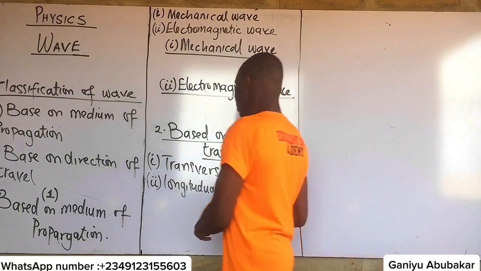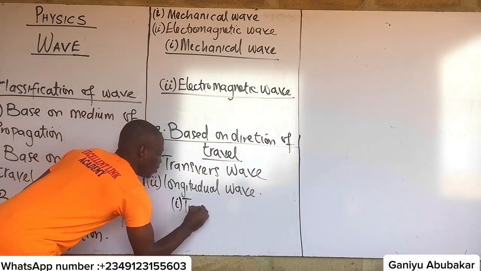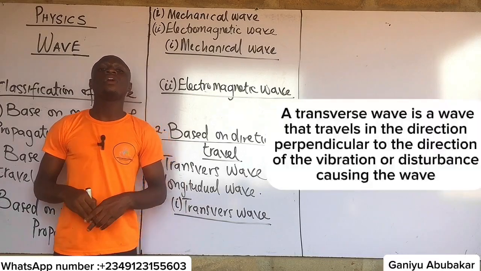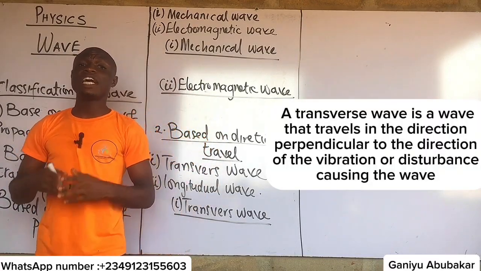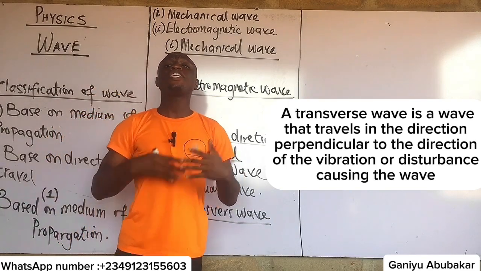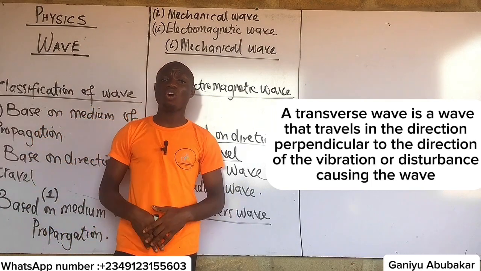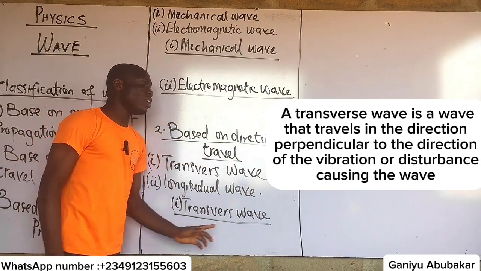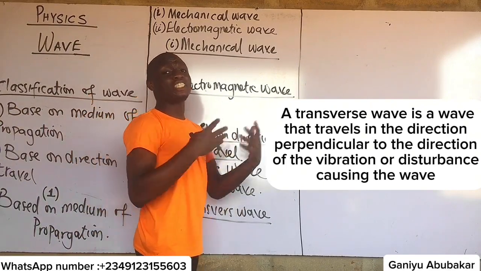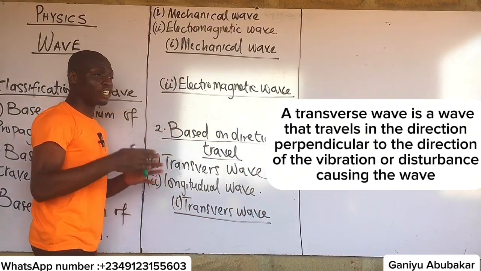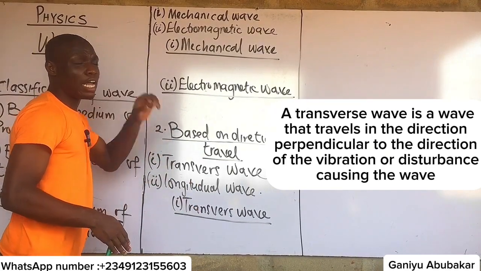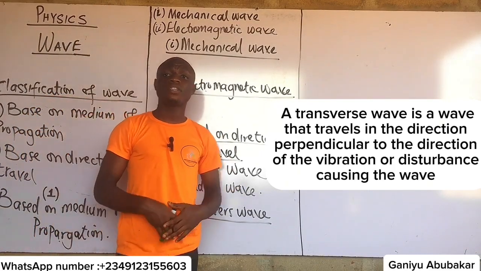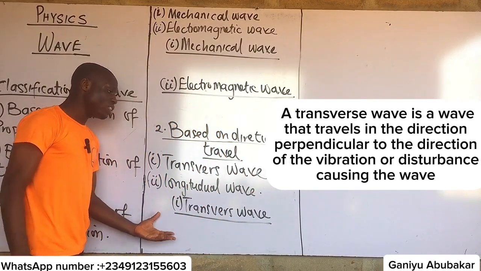What is transverse wave? Definition. Let's start with number one there, transverse wave. A transverse wave is simply a wave that travels in the direction perpendicular to the direction of the vibration or disturbance caused by the wave. So a transverse wave travels in the direction perpendicular, very important, perpendicular, to the direction of the vibration or disturbance causing the wave. That's the definition for transverse wave.